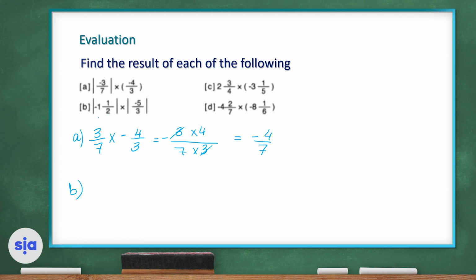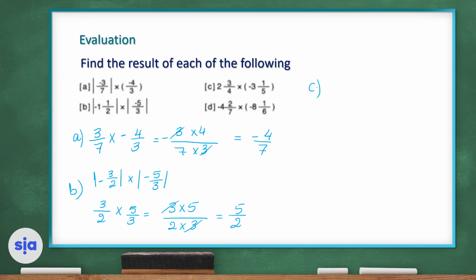Question B, absolute value of negative 1 and 1 over 2. So this one is an absolute value of negative 3 over 2 multiplied by the absolute value of negative 5 over 3. Absolute value always produces positive, so it's 3 over 2 times 5 over 3. To do this one, it's 3 times 5 over 2 times 3. Cross out the 3 with the 3. The result is 5 over 2.